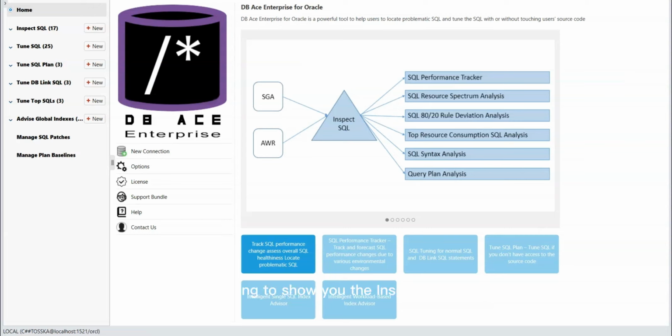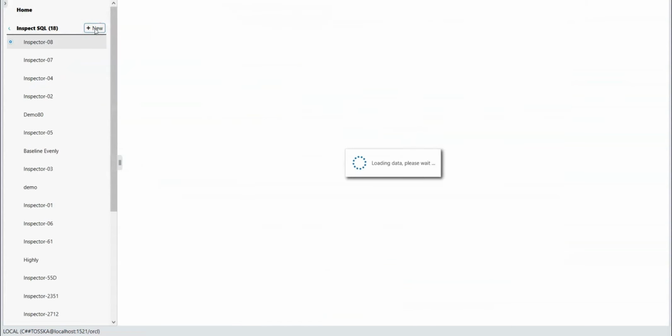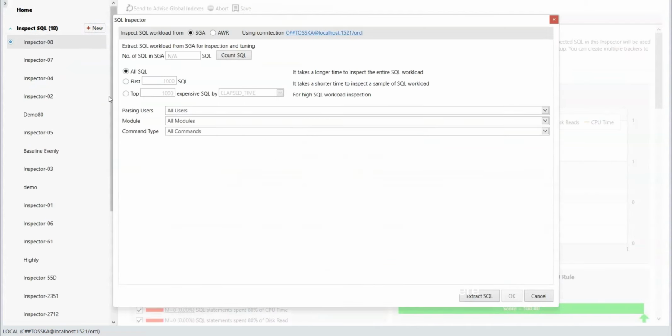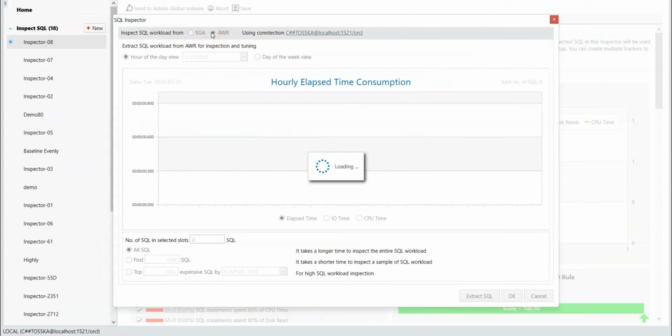Hello, I'm going to show you the Inspect SQL module. Let's press the New button here. We create a new Inspect SQL section here. And then you can extract SQL statements from SGA or Auto Workload Repository. So I'm going to extract SQL statements from Auto Workload Repository here.